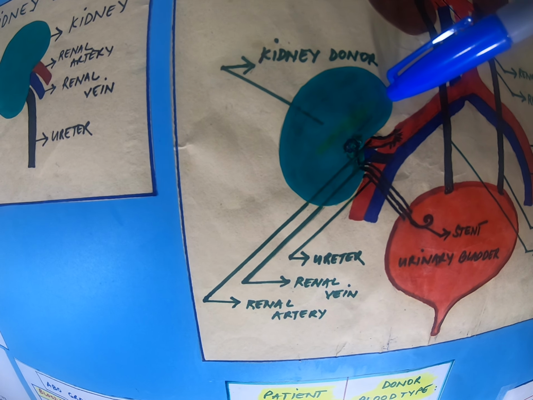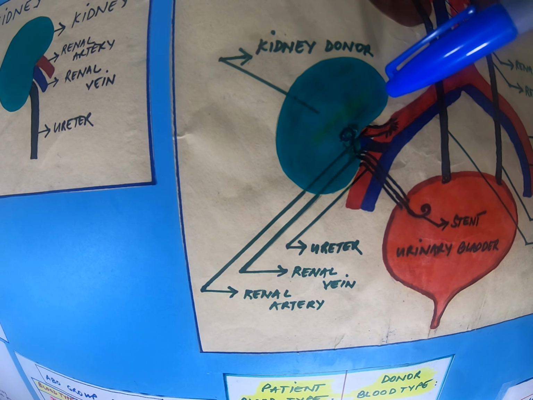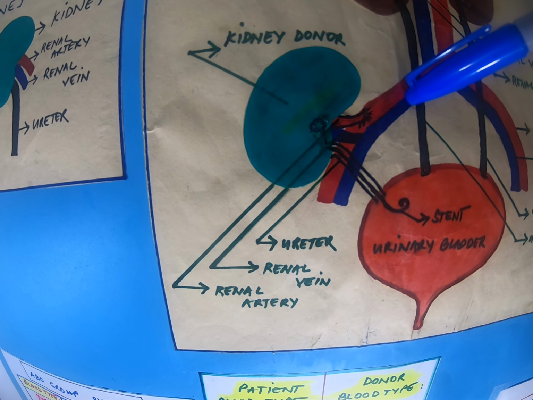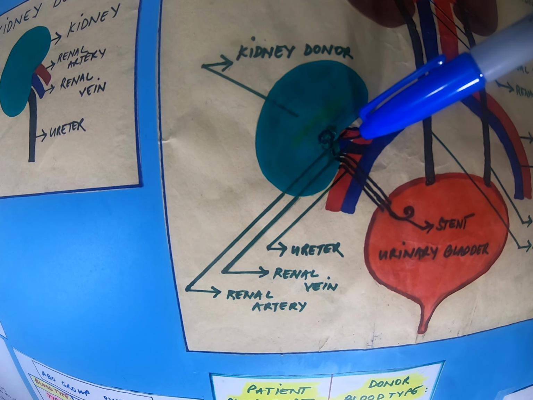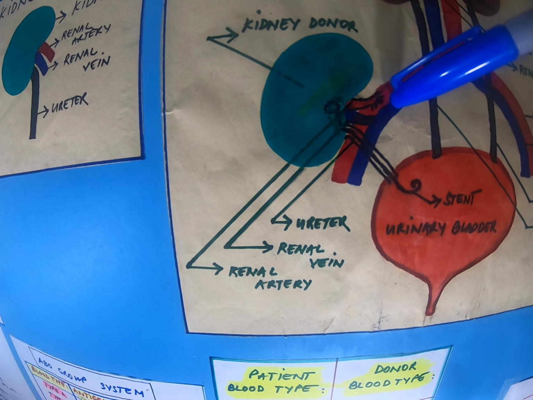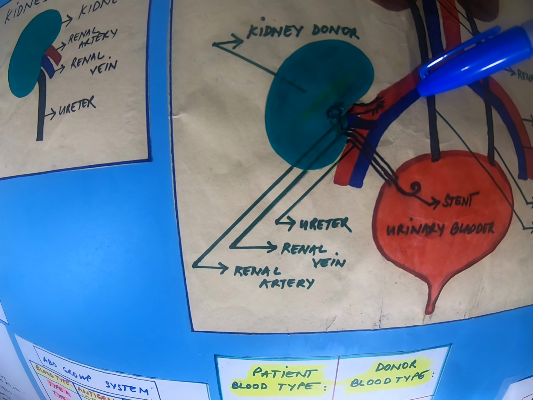So the implantation of this donor kidney will be on the lower abdomen, and the connection will be done here at the iliac vessels. The renal artery is connected to the iliac artery. The renal vein is connected to the iliac vein.